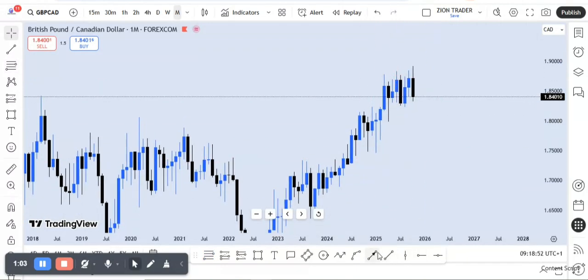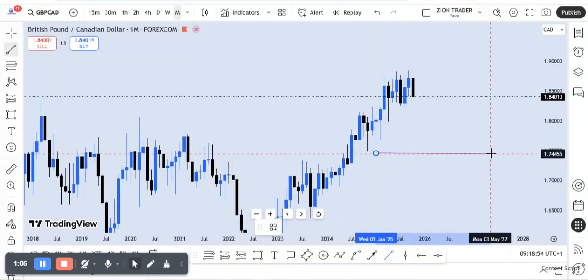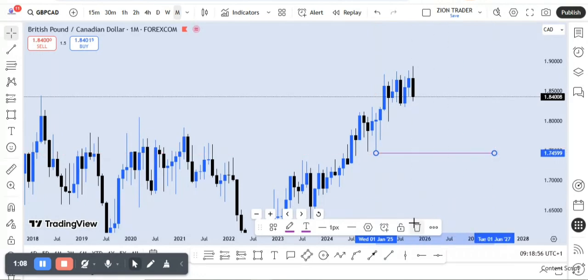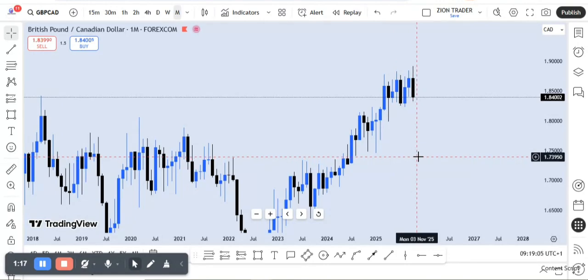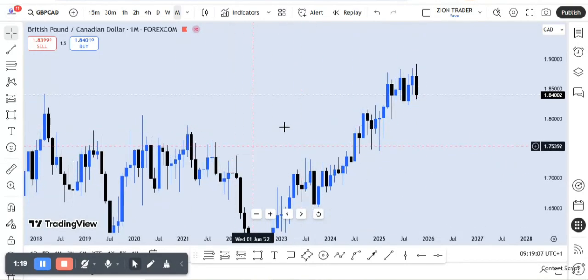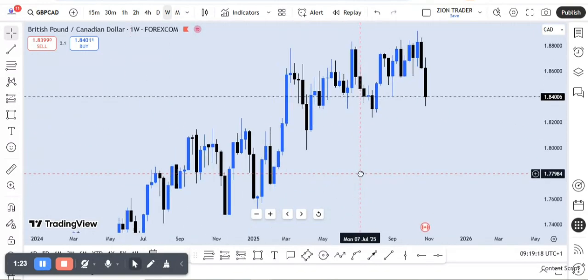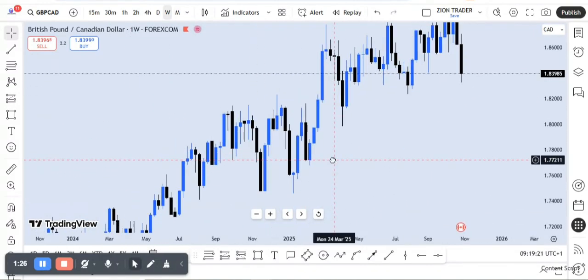Until this zone is violated on the monthly time frame, that's when we go bearish on the monthly time frame, right? But then let's not pay so much attention to the monthly time frame, because the monthly time frame is more for position traders, really. So let's go to the weekly time frame, guys. Coming to the weekly time frame, we can see it's actually a bit clearer now.